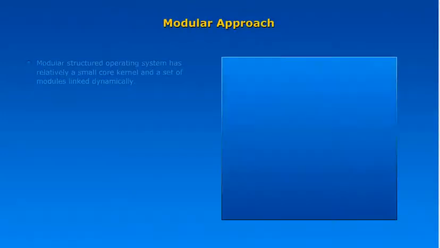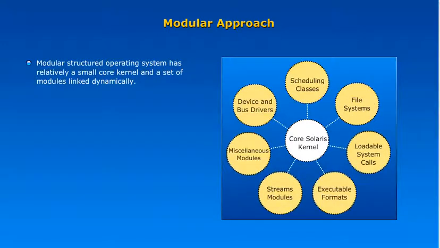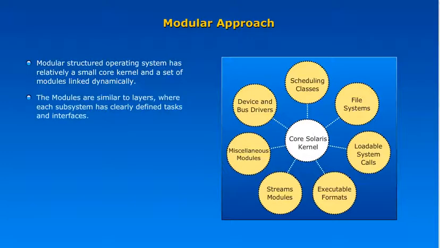Modular approach in detail. A modular structured operating system has a relatively small core kernel and a set of modules linked dynamically. The modules are similar to layers, where each subsystem has clearly defined tasks and interfaces. Communication is provided among the modules. Example: Solaris structure.